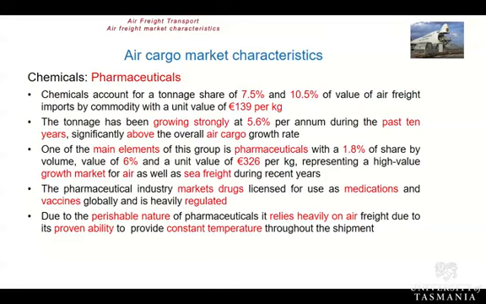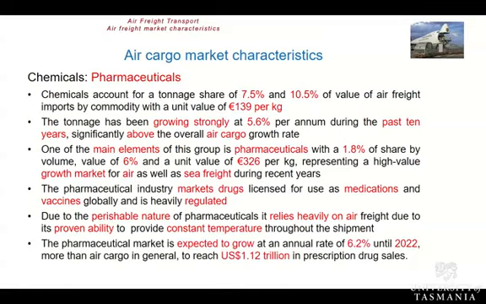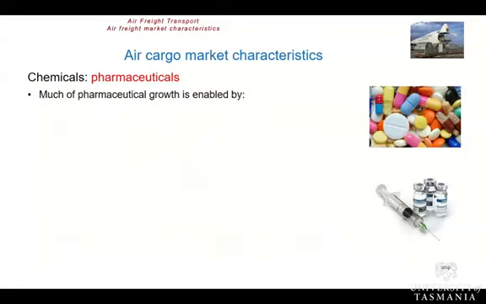that they're able to move those goods under a constant temperature. And of course, air cargo can do that. In terms of the market growing, it's expected to grow by 6.2%, so increase growth to 2022, which puts it at about $1.2 trillion in prescription drug sales.